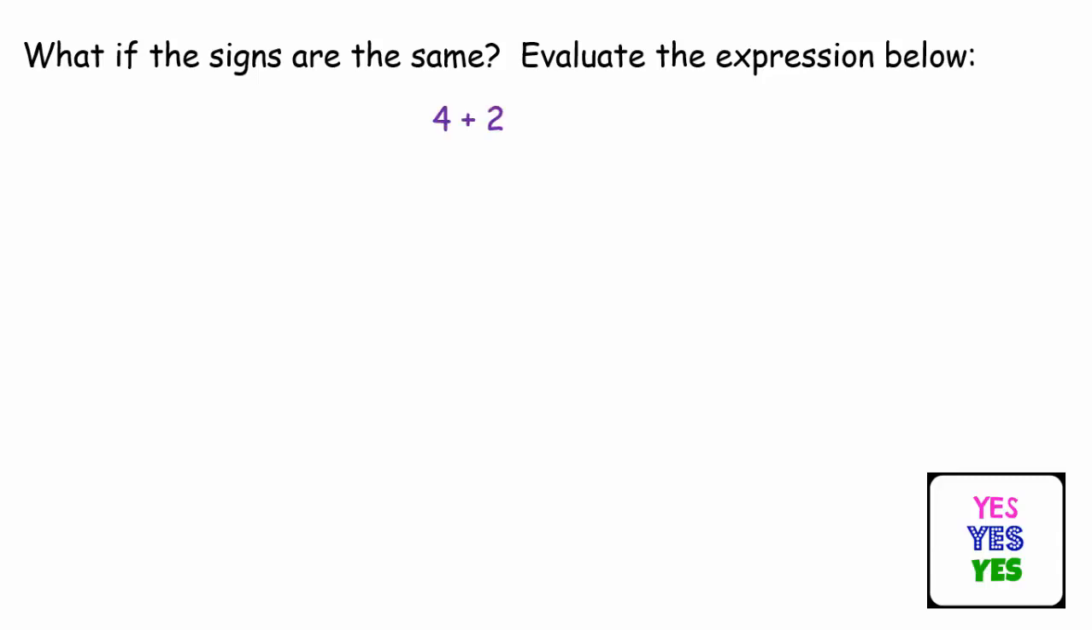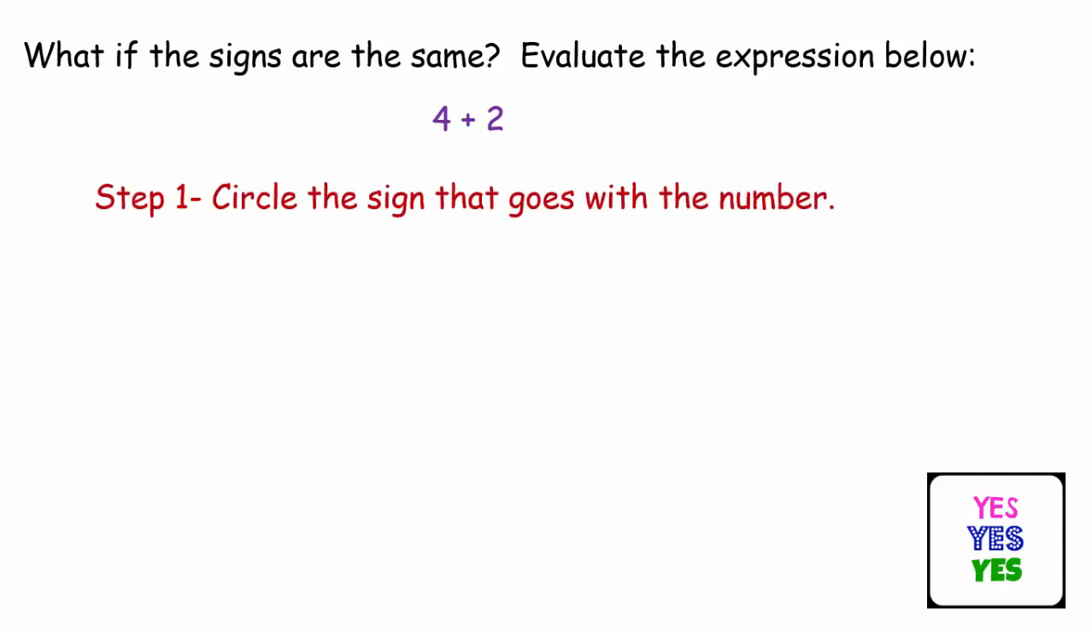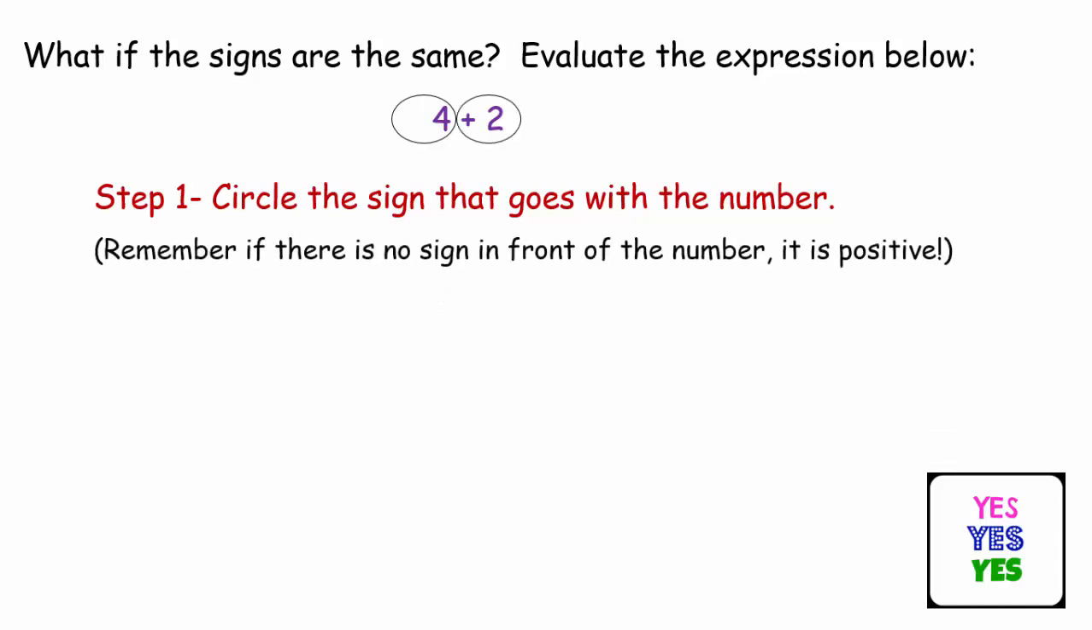So what if the signs are the same? Now as I look at this expression, 4 plus 2, the first thing I notice, there are no double signs. So I'm like, phew, no double signs. I can skip step 1. So now we're just going to circle the sign that goes with the number. If I look at that 4, there doesn't appear to be a number or a sign in front of that 4. We remember if there's no sign in front of the number, it's always positive.